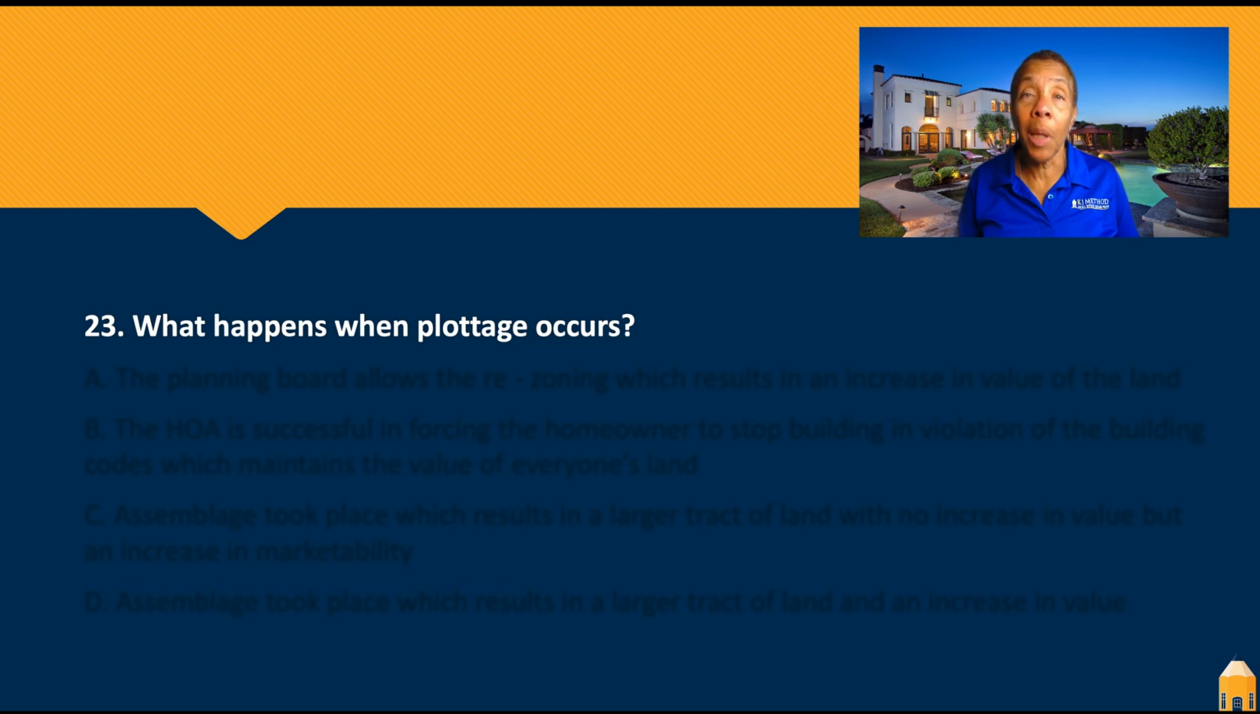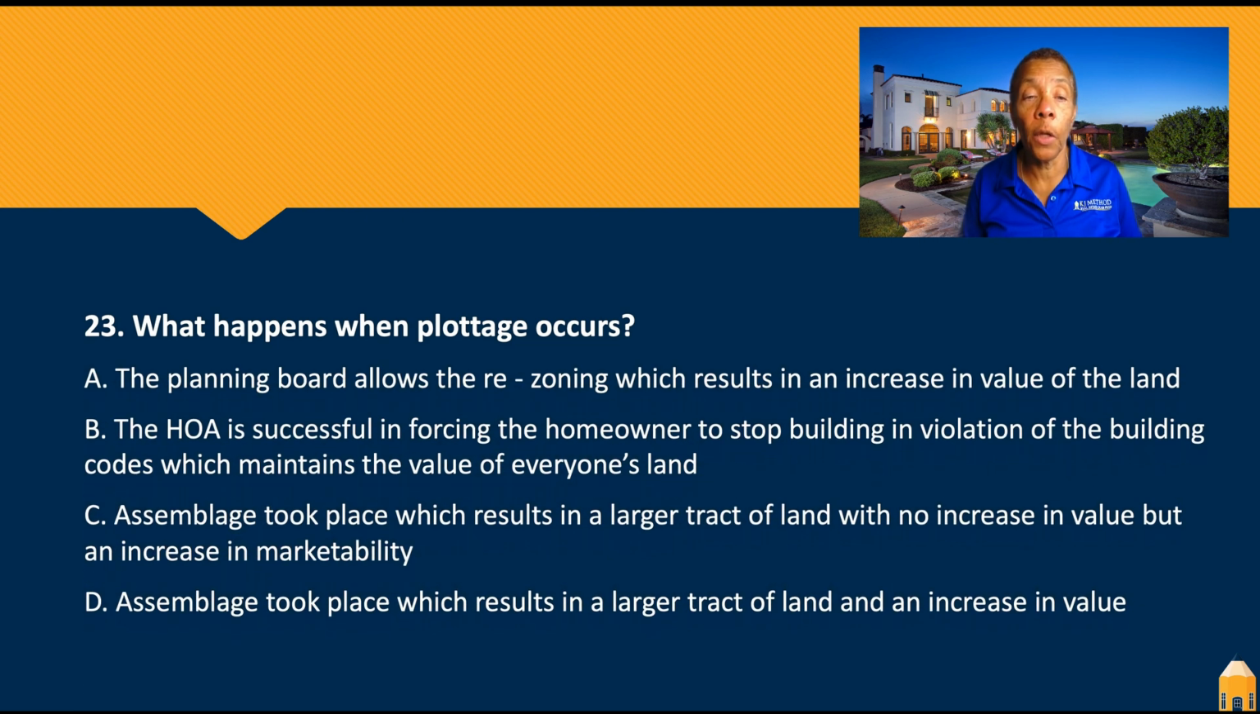23, what happens when plottage occurs? A, the planning board allows the rezoning, which results in an increase in the value of land. B, the HOA is successful in forcing the homeowners to stop building in violation of the building codes, which maintains the value of everyone's land. C, assemblage took place, which results in a larger tract of land with no increase in value, but an increase in marketability. D, assemblage took place, which resulted in a larger tract of land and an increase in value.